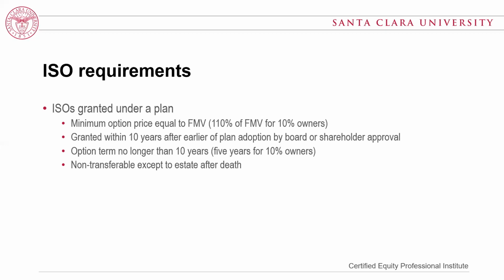The option must be granted within 10 years of the earlier of the date when the board adopts the plan or shareholders approve the plan. The term of an individual option cannot be longer than 10 years. This gets reduced to 5 years if the holder owns more than 10% of the company's shares.